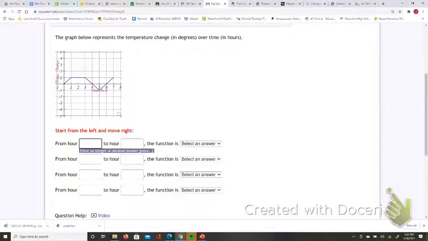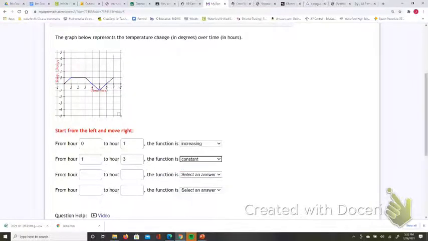So from hour 0 to hour 1, the graph is increasing. Okay, now we're at hour 1. From hour 1 to hour 3, see how it's constant? From hour 1 to hour 3, it's constant.